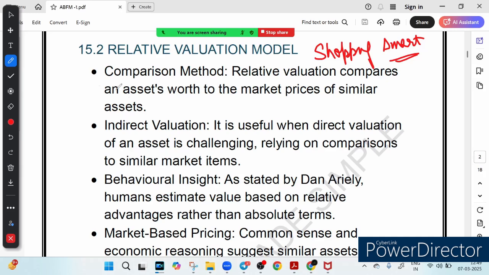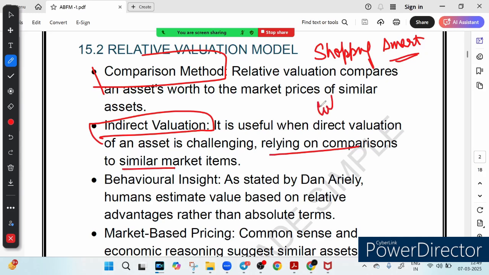So the first method is a comparison method, which means we compare a company's value with similar companies in the market, just like comparing house prices in the neighborhood. Second method, we have indirect valuation. Sometimes it is hard to directly calculate the value of an asset. Obviously, for some assets it is very difficult to calculate the value, right? So instead of guessing, we look at what similar things are worth and adjust accordingly. So we rely on comparison.